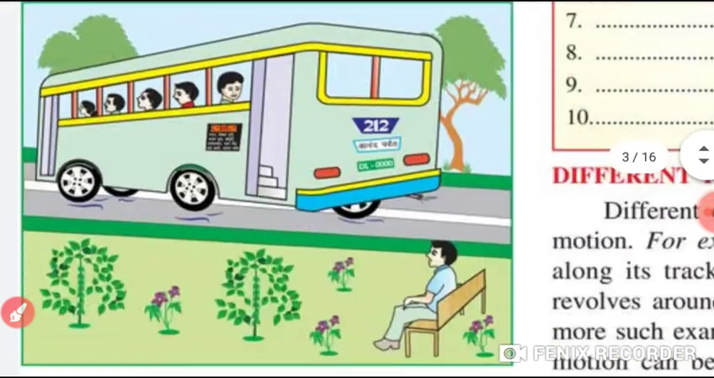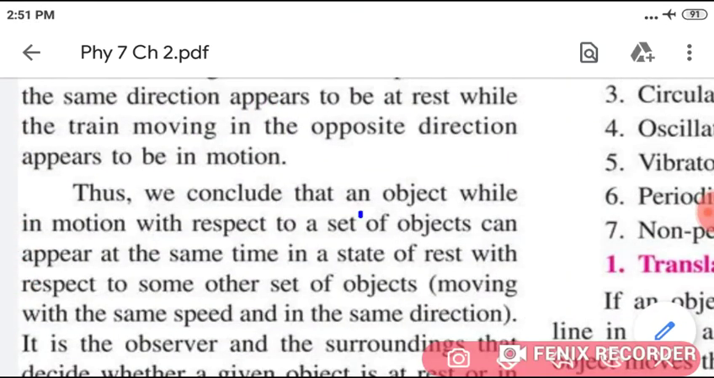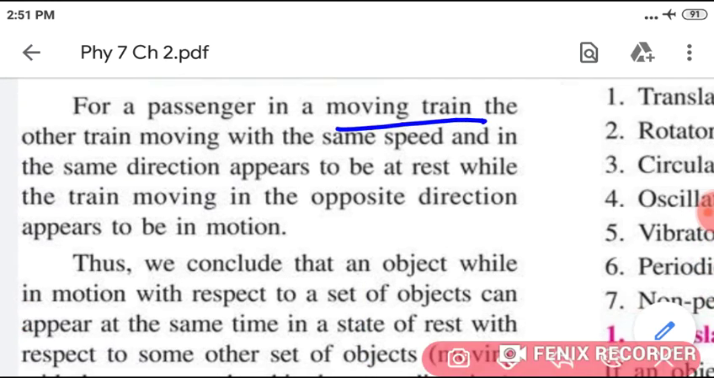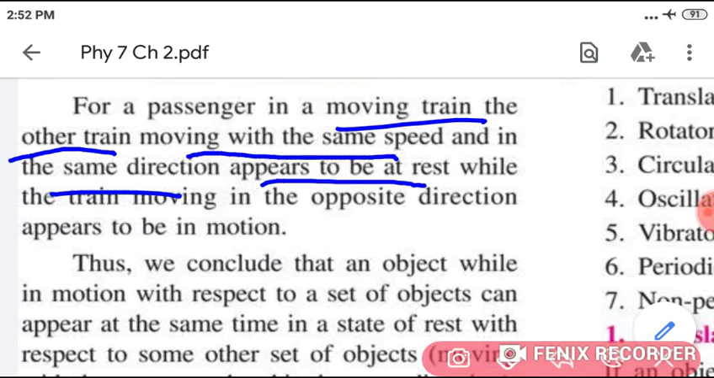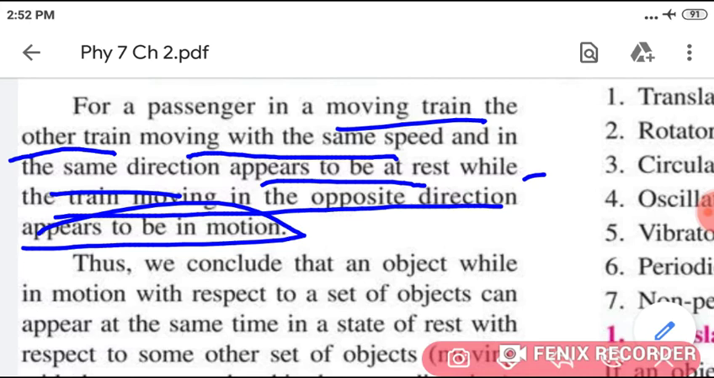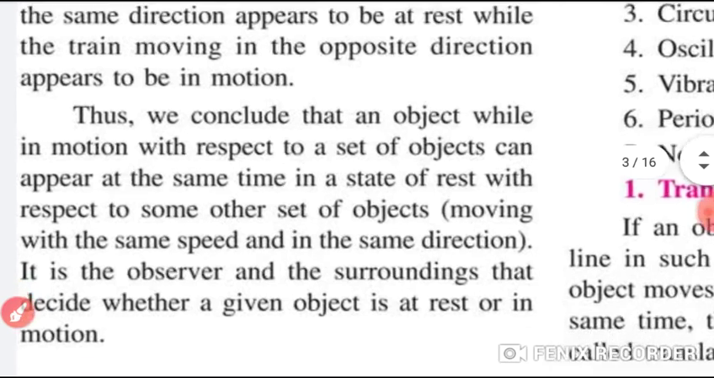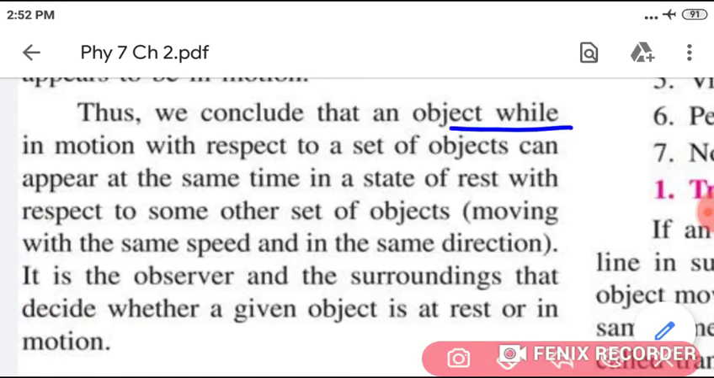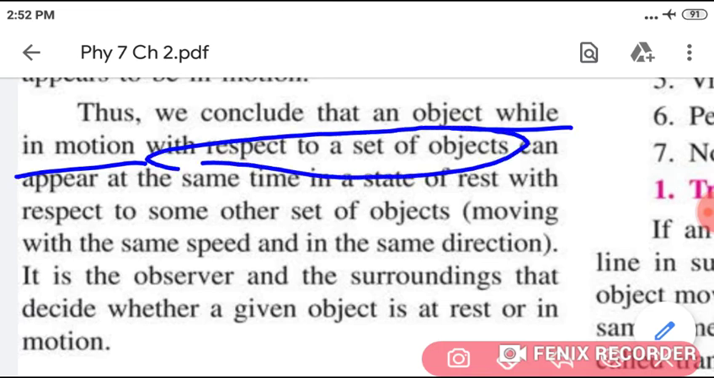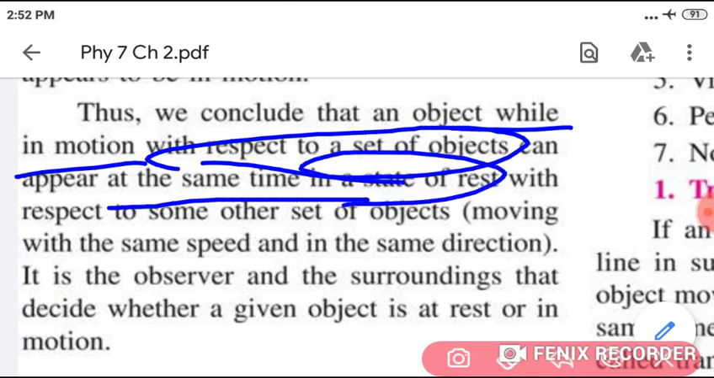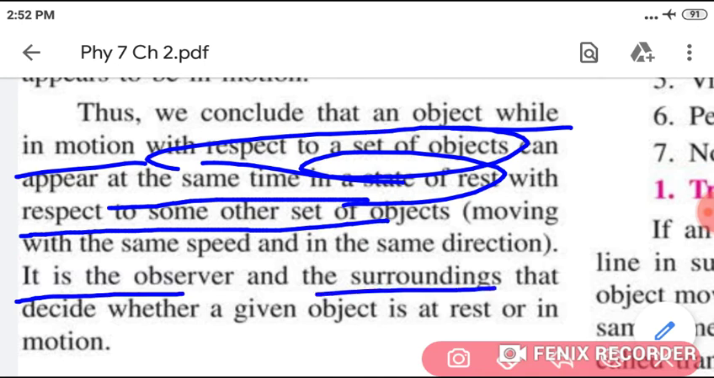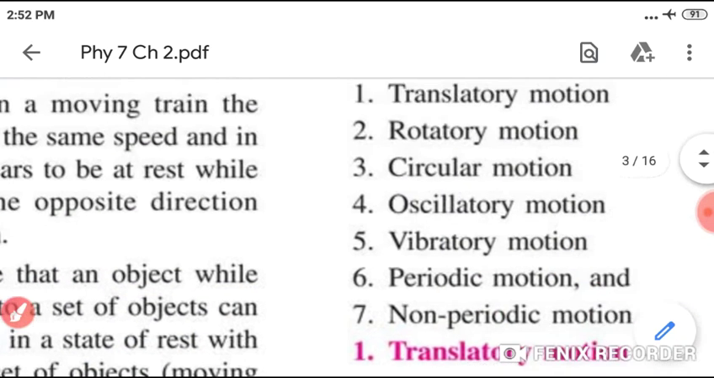Okay, students. And for the passengers in a moving train, the other train which is moving with the same speed in the same direction appears to be at rest, while the train moving in the opposite direction appears to be in motion. That means, what is the conclusion about all these examples? We conclude that an object while in motion with respect to one set of objects can appear at the same time in the state of what? Rest, with respect to some other set of objects. Okay, it is the observer and the surroundings that decide whether the object is at rest or in motion.